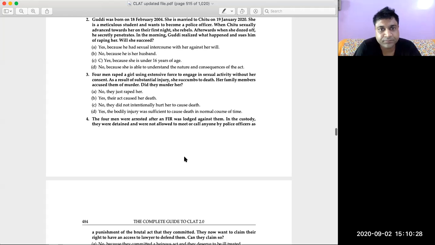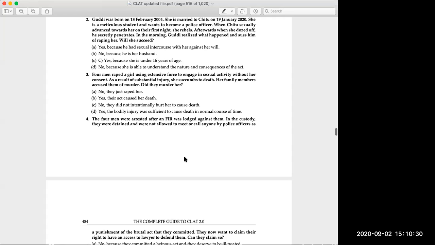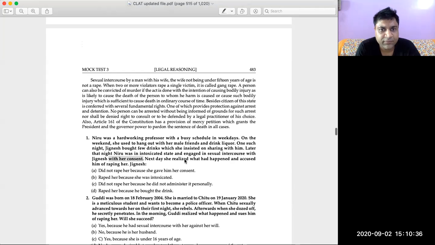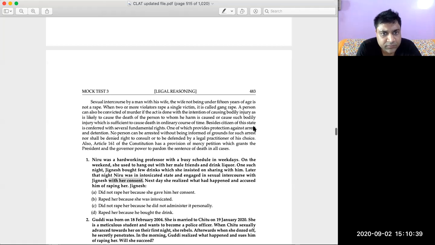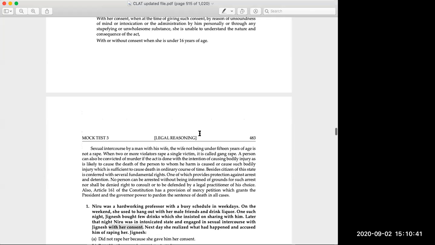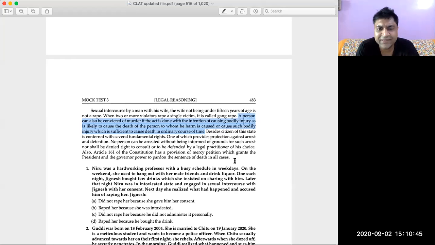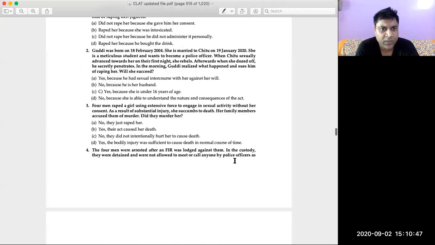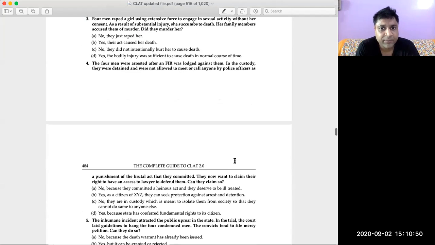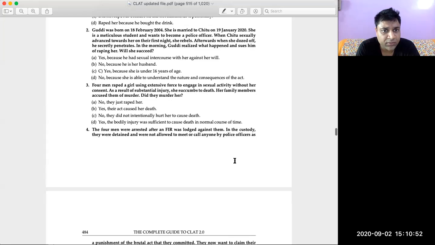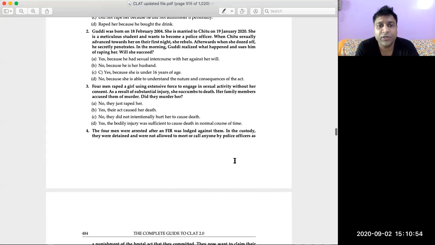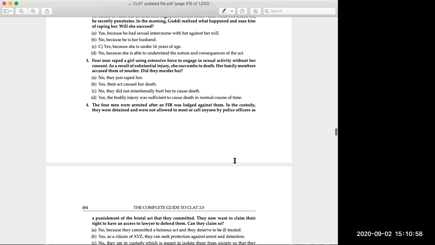And why? In the passage, it is written somewhere. I can't see the passage. Yes, sir. A person can. Very clear. I think this is a straightforward question. Answer is D. Yes, the bodily injury was sufficient to cause. This is basically the Nirbhaya case. Isn't it? Yes, sir.